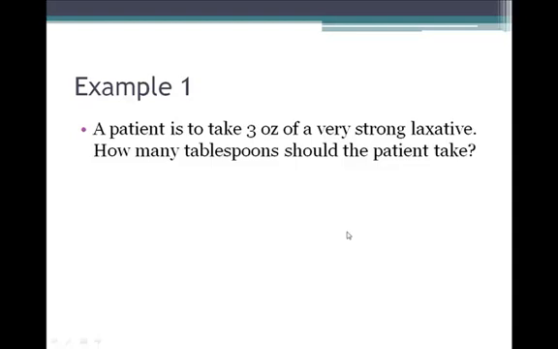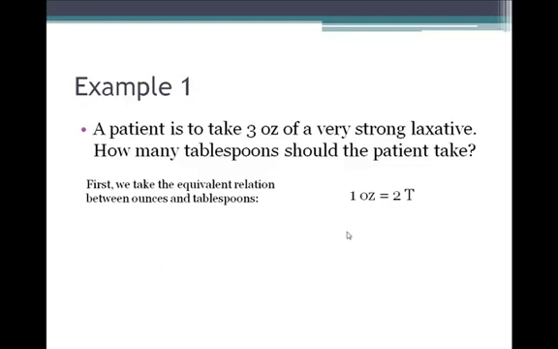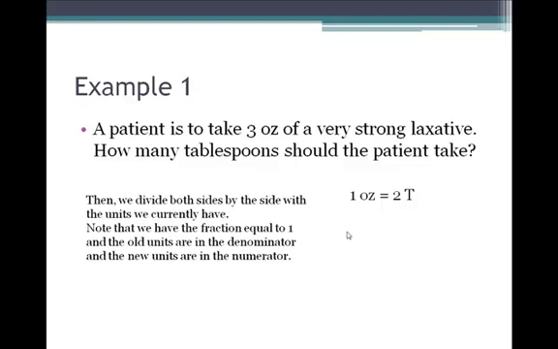So let's take an example where we have 3 ounces and we want to convert the ounces into tablespoons. So first we need to find a relationship between ounces and tablespoons. And if we look back at the chart, we see that 1 ounce is equivalent to 2 tablespoons. Now, given this, we can think about dividing both sides by our original units, which is ounces. So if we divide this by 1 ounce, including the units, we would have 2 tablespoons divided by 1 ounce as something of a unit of 1.